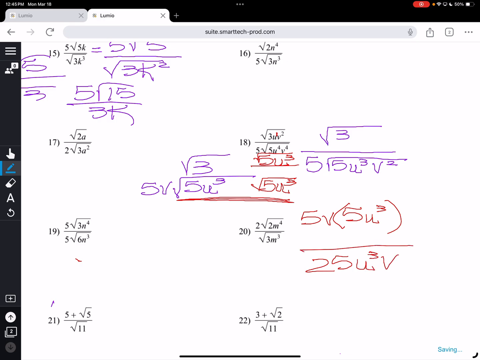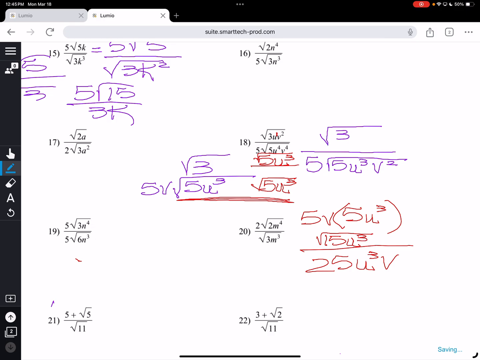Now, numerator. Why did we have to multiply those? Why couldn't we have just left it 5v? Because you simplify. You've got to put everything together. That would be like leaving like terms not together. What is the numerator? Radical 15v, radical 15u to the third.